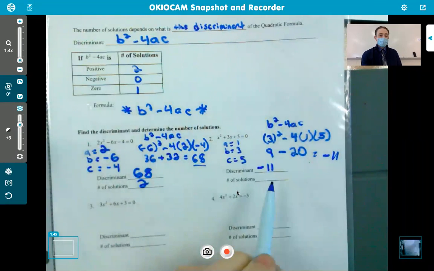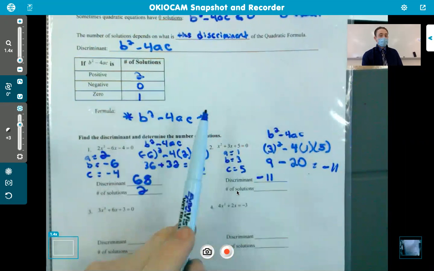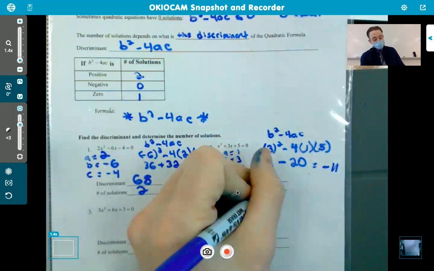And then if my number is negative, again, based off of our notes from above or the chart there, how many real solutions do I have? 0.